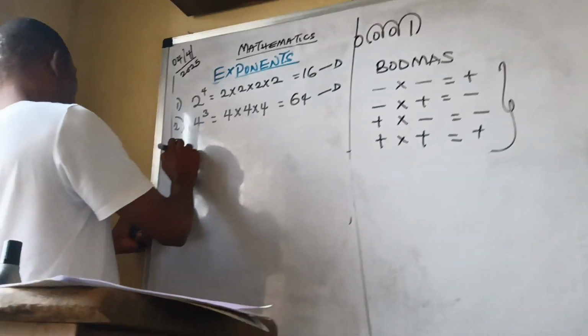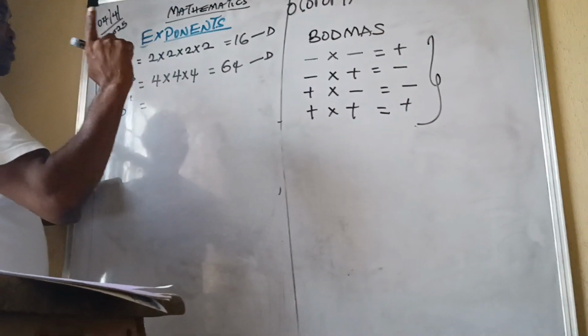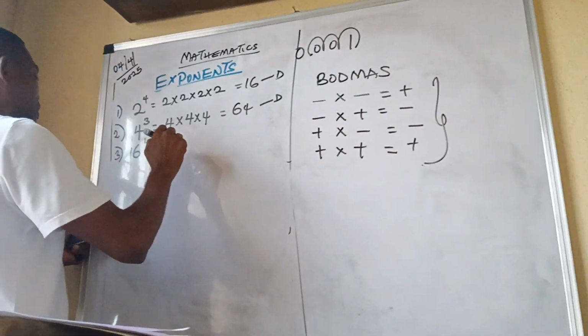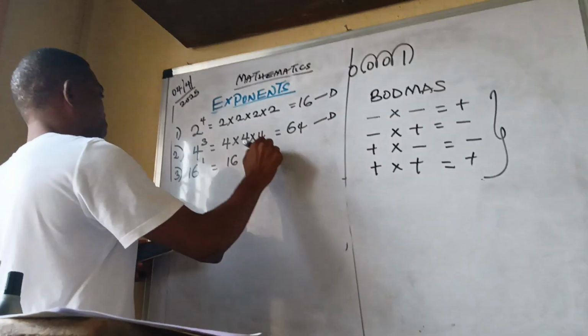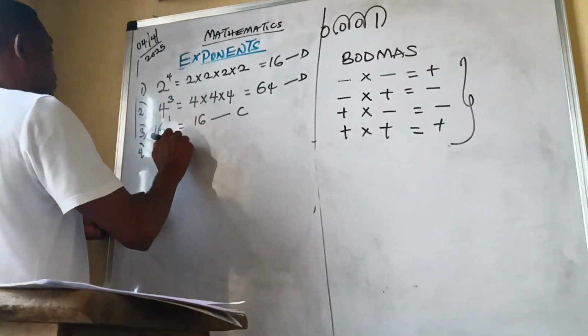Question 3. 16 raised to the power of 1. And we said this earlier, that any number raised to the power of 1 is still that same number. That's option C. Question 4 is 1 raised to the power of 6.